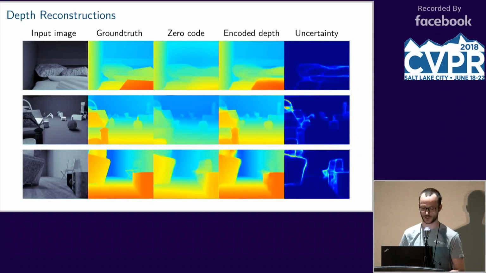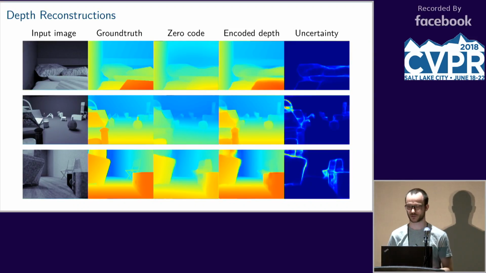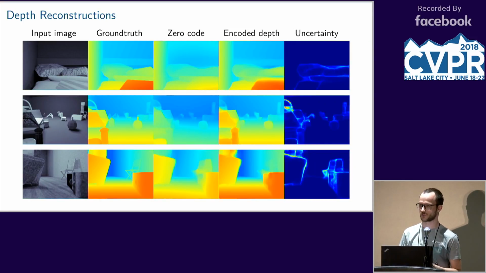If we have a look at the results, these are just 3 samples. On the left side, you have the input image, then you have the ground truth. Then in the middle, you have the zero code, which is nothing else than just plugging all zeros into the code and looking at what the depth from mono prediction does. As fourth, you have the prediction you get when actually encoding the depth. So you do see a significant gain over the zero code. And in the last column, you have the predicted uncertainty. And that's relatively interesting because it's really highlighting the depth discontinuities of our depth map.